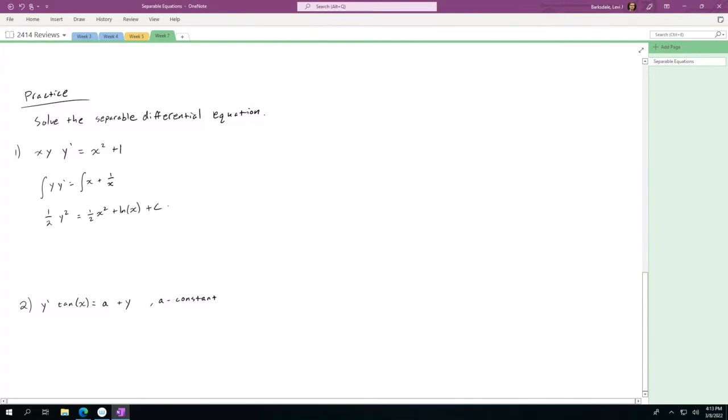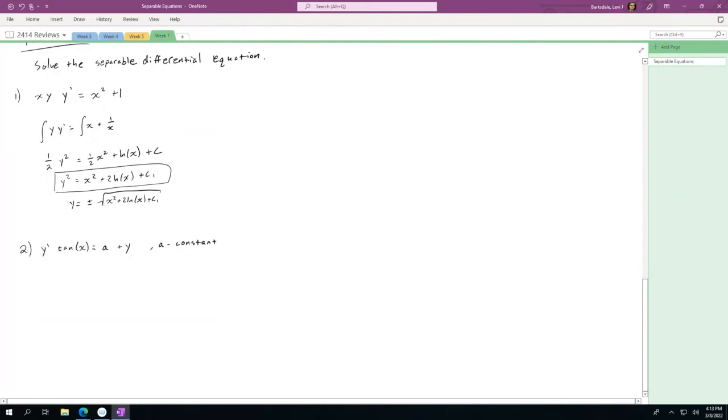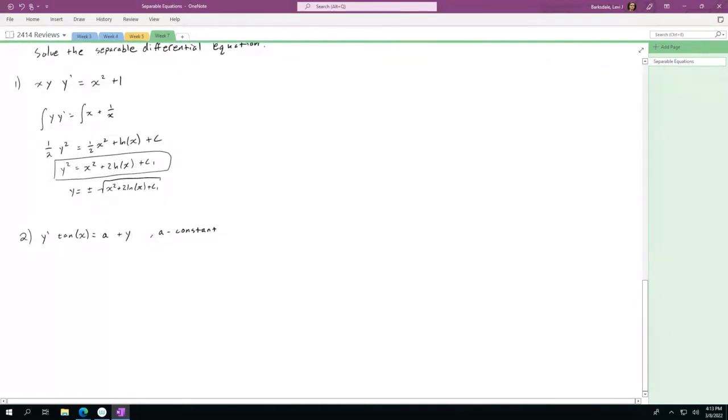Again, I could, if I so desired, turn this into a y equals form. To do that, I'm going to multiply both sides by 2. And then take the square root. So again, this is plus or minus the square root of x squared plus 2 natural log of x plus c1. I personally would prefer this one though. Either works though. In the second case, we are not separated yet, so we're going to need to first divide both sides by a plus y.